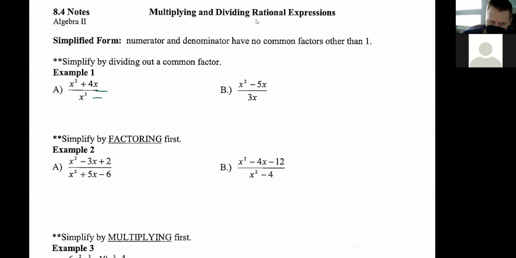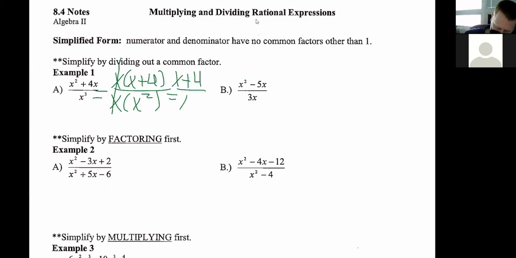One thing you always want to be on the lookout for is if you can pull out a common factor. For example, in this function, I could pull out an x from the top. I could also do that on the bottom. If I pull out an x, I'd have x squared, basically pulling one of the x's out from the x cubed. What that lets me do is cancel this x. So this would be my simplified form, just x plus 4 over x squared. There's really nothing you can do from there.